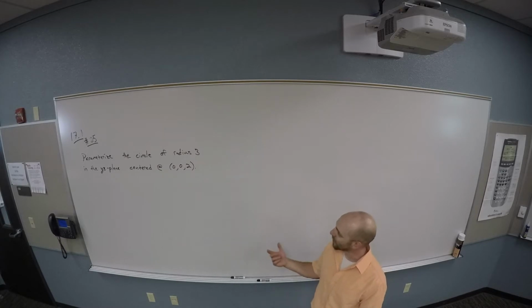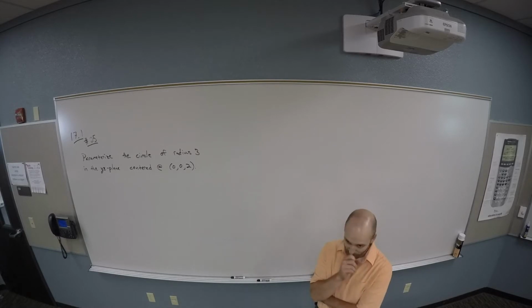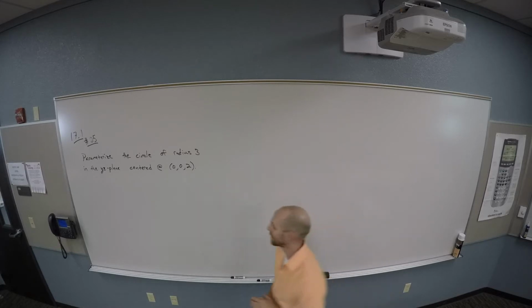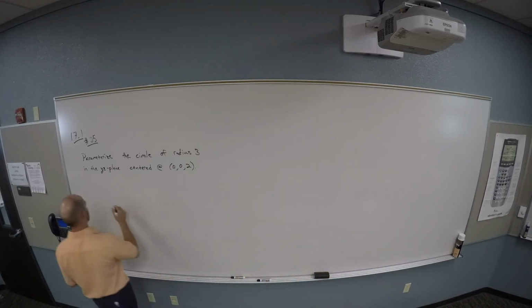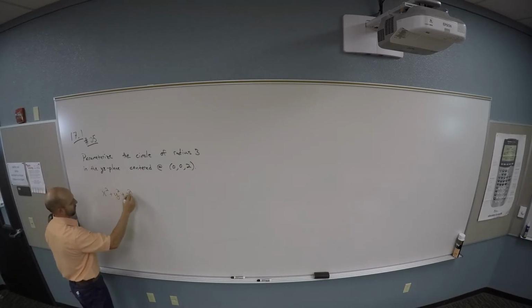I want to parameterize the circle of radius 3 in the YZ plane, centered at (0, 0, 2). Okay, cool. How do I do that? Draw it first. X squared plus Y squared plus Z squared equals 9.